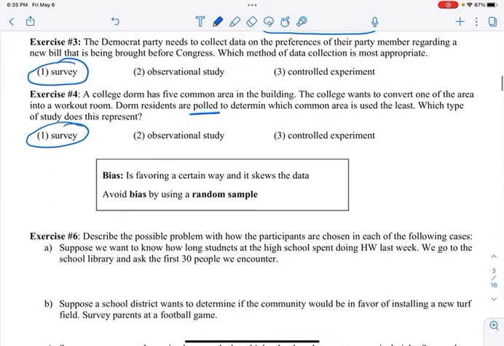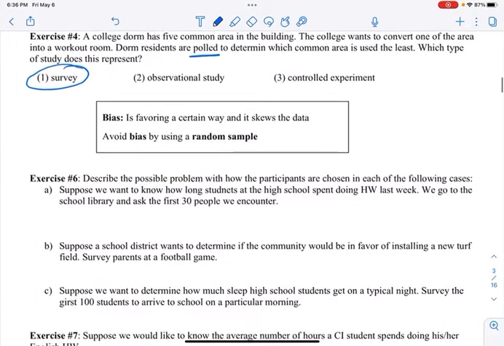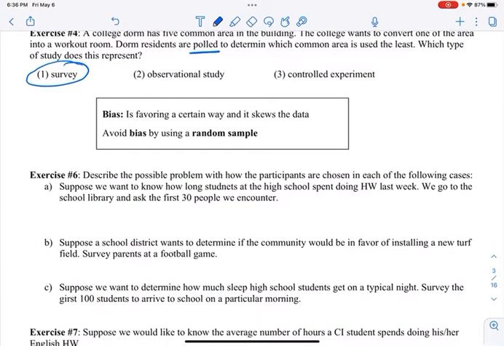All right? We have to talk about bias. Bias is favoring a certain way and it skews the data. Avoid bias by using a random sample. You always want to use a random sample in statistics. It's very easy to manipulate the data in statistics to go the way that you want it to go. So you definitely want a random sample at all times. So let me show you an example of something that's not random.